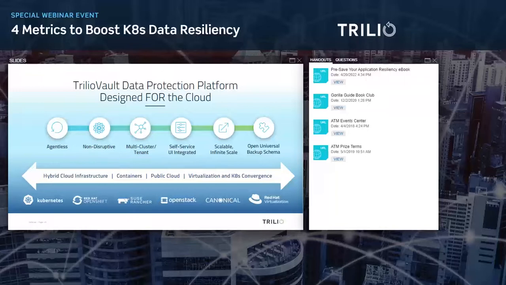And then, of course, hybrid cloud infrastructure: public cloud, on-prem, and even air-gapped environments you can get Trilio onto to do backups and restores. And then here we just have some of our partners that we work with very closely. OpenShift, Rancher, Canonical, all we've worked with for a while now and have close partnerships with.